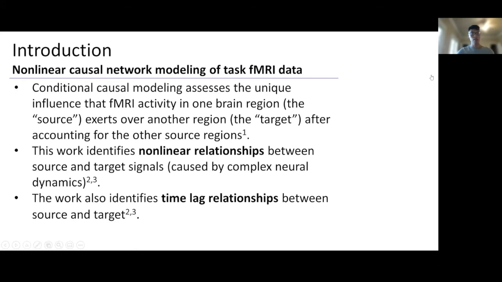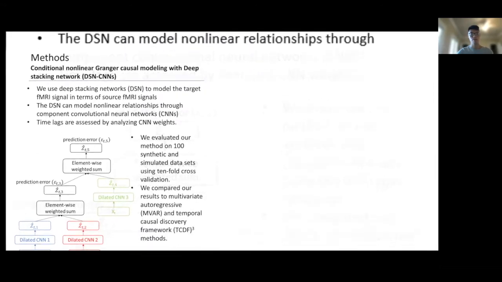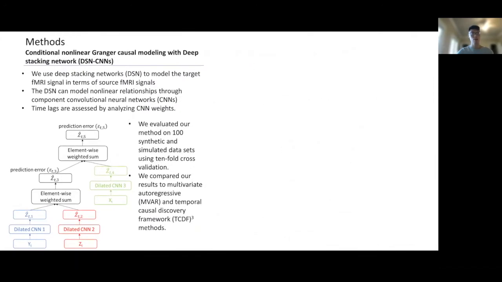Our proposed model could identify the nonlinear relationship and the time lag relationship between the source and the targets. In the method, we propose to use the deep stacking networks with the convolutional neural networks as the components to identify the Granger causality. And the time lag between the source and the target could be assessed through the CNN weights. We evaluate our method on synthetic datasets, simulated datasets, and real-world functional MRI data. And we compare our results with the multivariate autoregressive model and the temporal causal discovery framework.